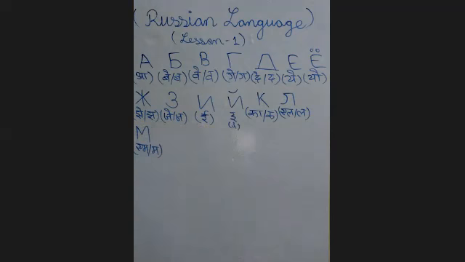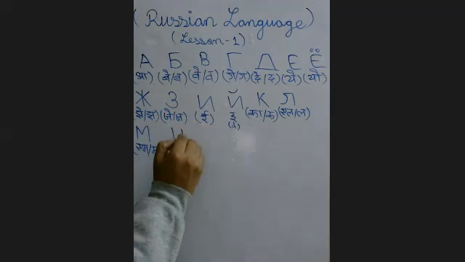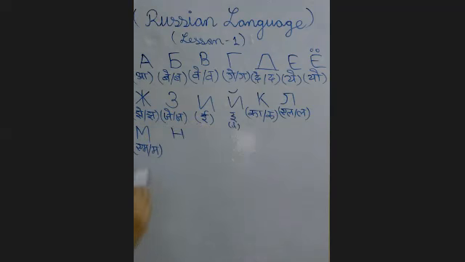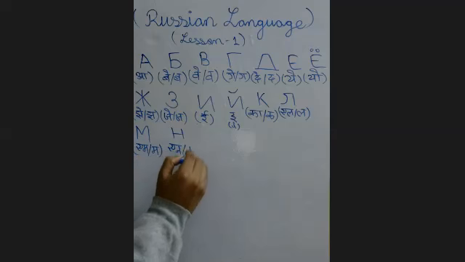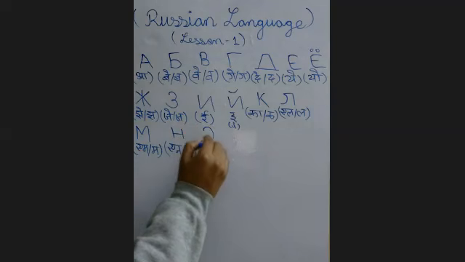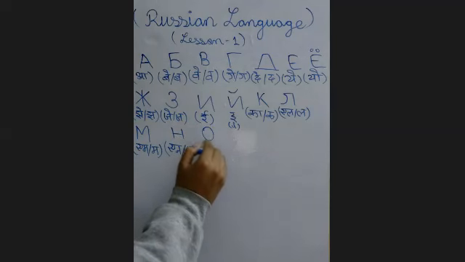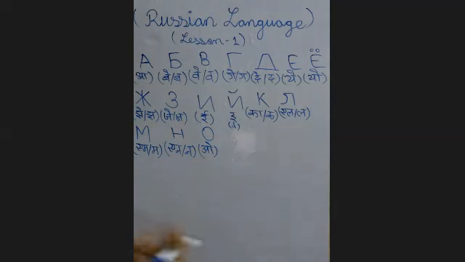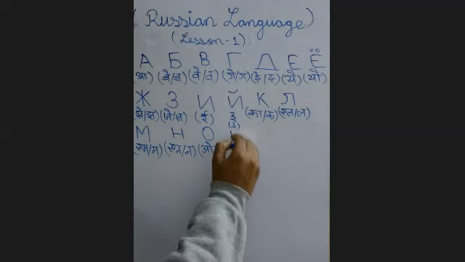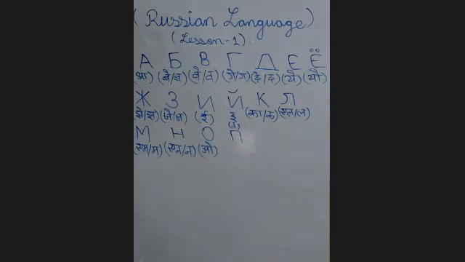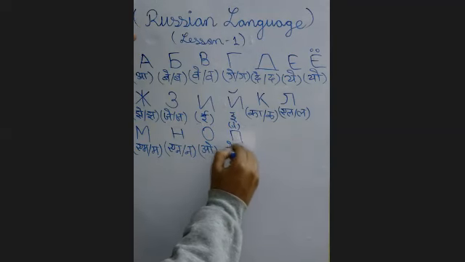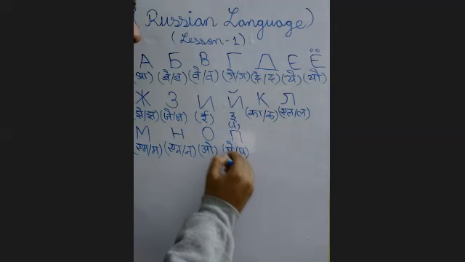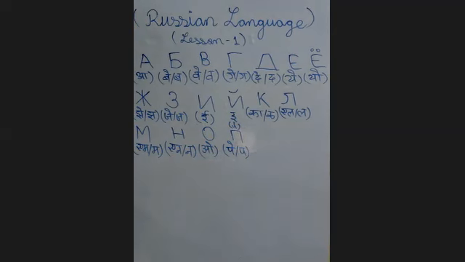Then we have the next letter. It looks like English H, but it's not H, and in Russian it will be N. The name of this letter is N, and it sounds like N. Then we have another vowel, and it sounds like English O. And then we have the next letter like this. The name of this letter is pay, and the sound of this letter is po.